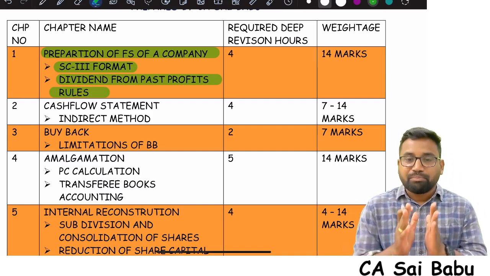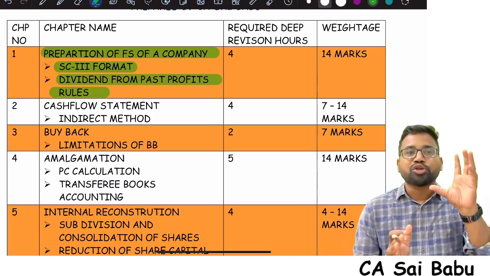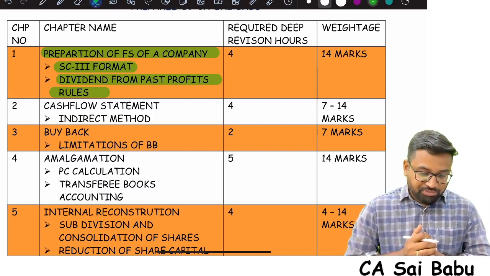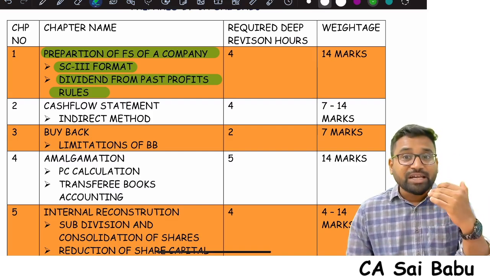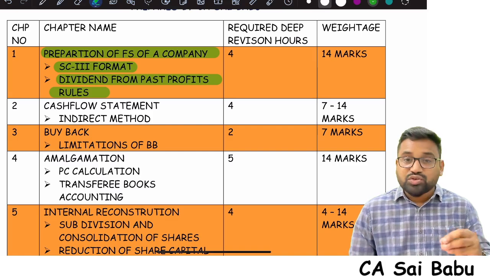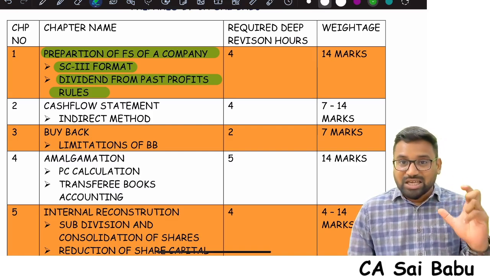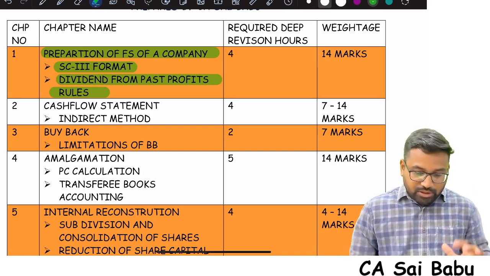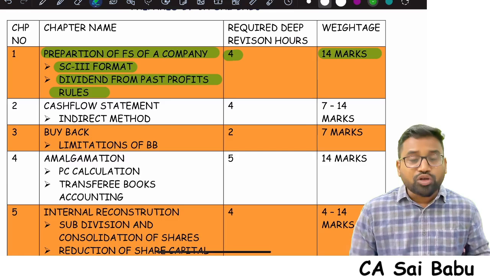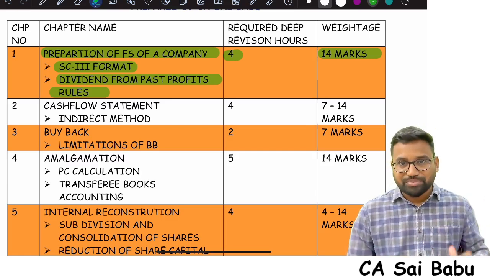Everybody should have a basic idea about how we are going to prepare the balance sheet and P&L account as per Schedule 3. And also, whenever a company declares any dividend from the past profits, what are the rules they need to follow? This is also one of the areas they are testing quite frequently. And 4 hours is what we need. Usually they ask a 14 marks question from this chapter.